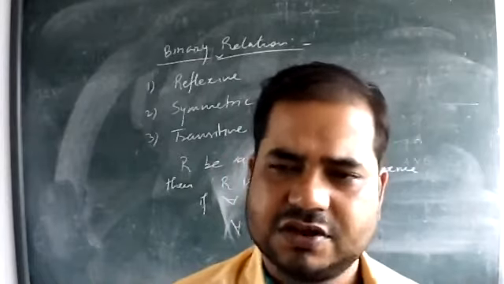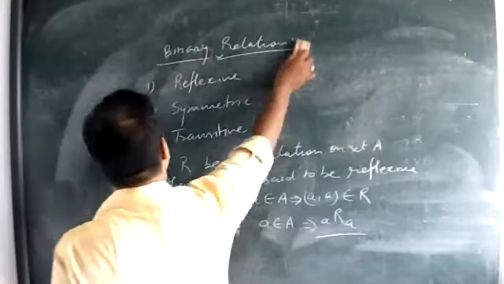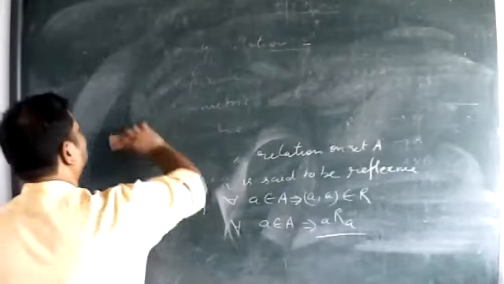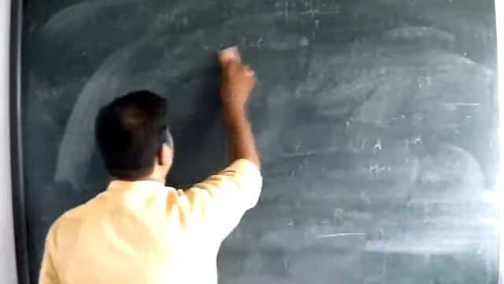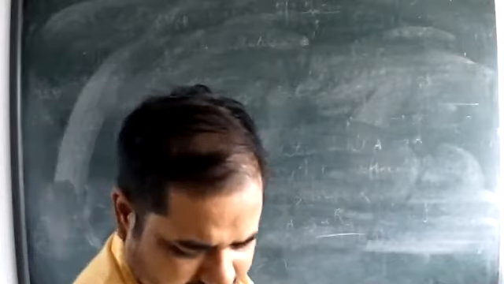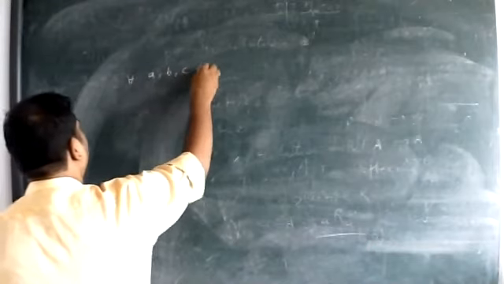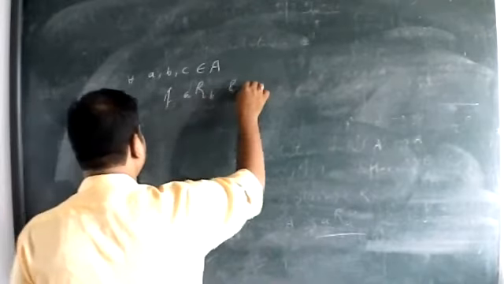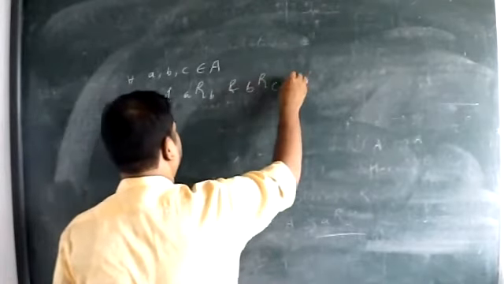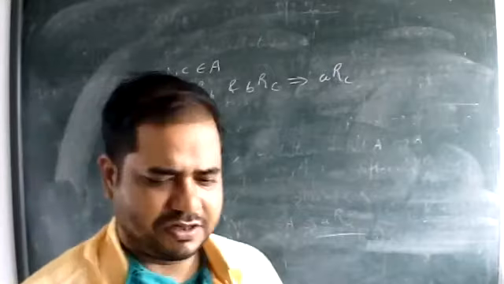And in the same manner, transitive, we can take three elements a, b, c, where a, b, c belong to set A. For each a, b, c belongs to A, if a is related to b and b is related to c, implies a is related to c. Okay, so this is transitive.